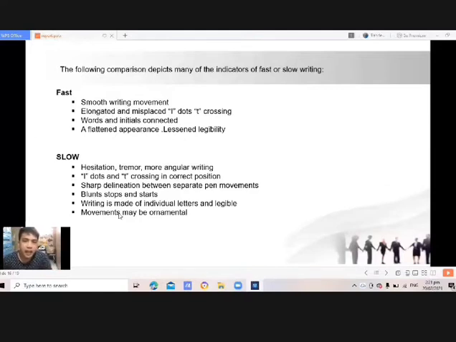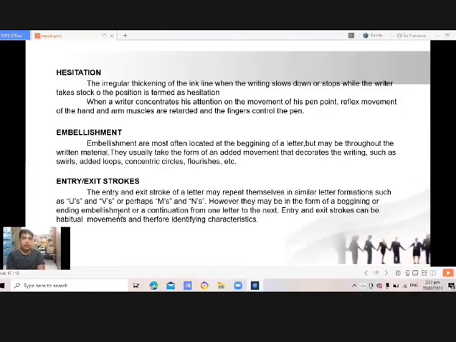Elongated, misplaced i-dots, decrossing. Words and initials connected. A flattened appearance, lessened legibility. Slow, hesitation, tremor, more angular writing. I-dots and t-crossings in correct position. Sharp delineation between separate pen movements. Blunt stops and starts. Writing is made of individual letters and legible. Movements may be ornamental.